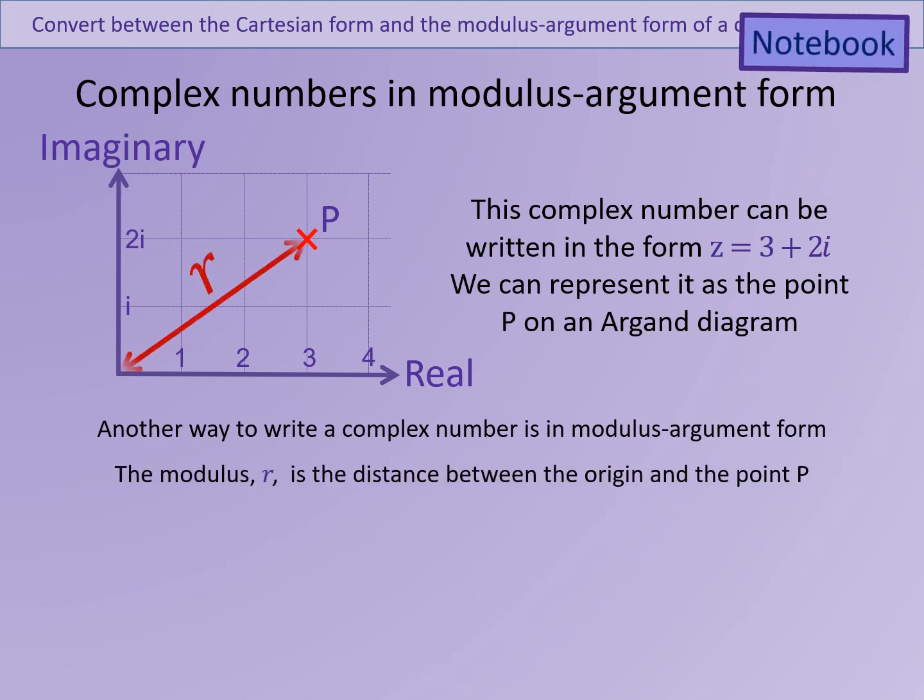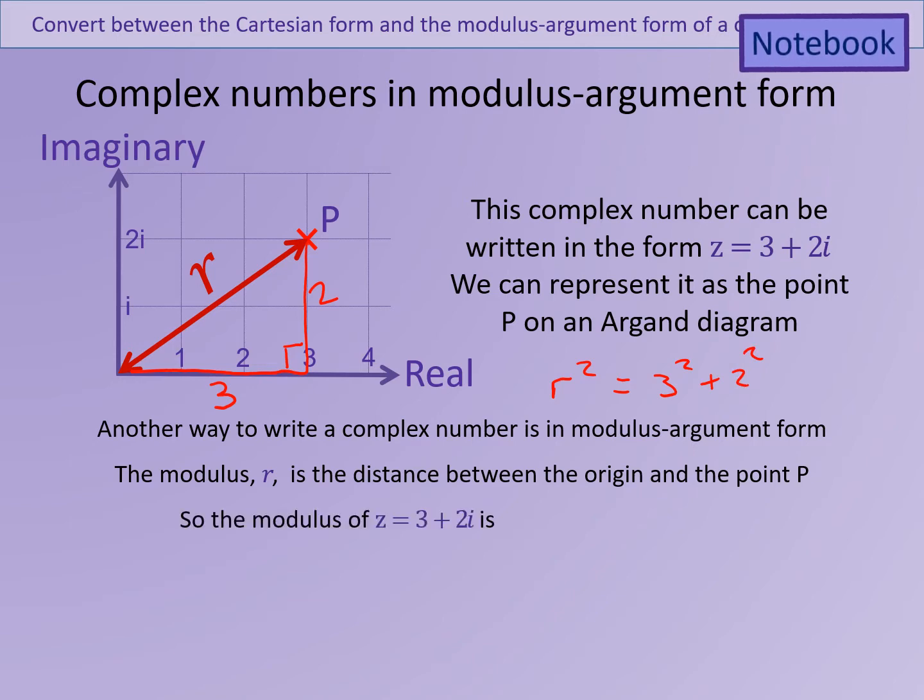So the modulus, we use the letter r for that, is the distance between the origin and the point on the Argand diagram. So in order to find the length of that line, r, we're going to use Pythagoras' theorem. The easiest way to do that is to actually draw a right angle triangle on your diagram. There's the right angle. The base of that triangle is 3, the height of that triangle is 2. So we're using Pythagoras' theorem, c squared equals a squared plus b squared. In that particular case, it becomes r squared equals 3 squared plus 2 squared.